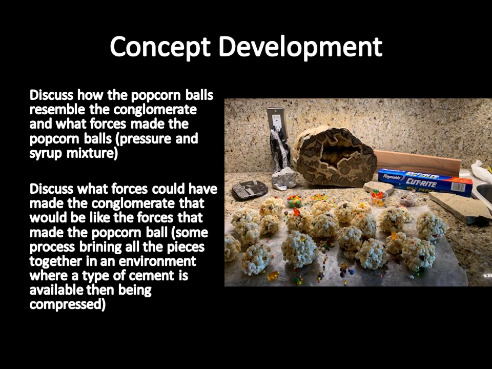Here are some ideas to further concept development. Discuss how the popcorn balls resemble conglomerates. You can discuss clast shape, size, and sorting, and what each of those mean. You can also discuss how pressure from their hands allowed for the syrup to effectively act as cement and hold the rock together. You could discuss which forces made the conglomerate and how those forces would happen in the geologic environment.